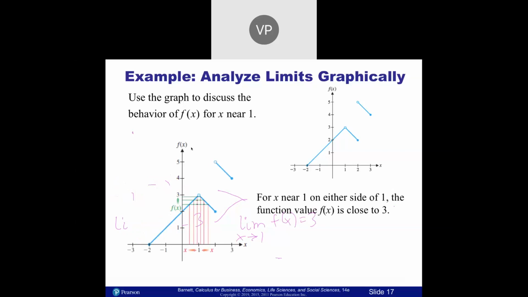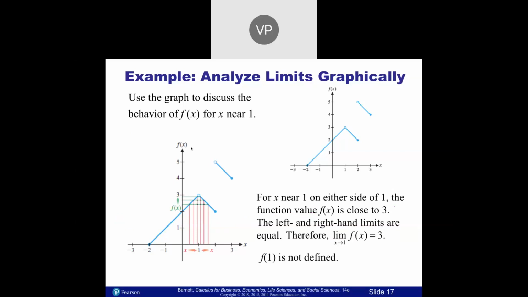So again, I know these pictures are not always clear. That's why I try to write them a different way, but you see this picture as I clear out the stuff here. They're showing you that as my x value gets closer and closer to 1 from both sides, the y values from both sides are approaching 3. That's our limit. The left hand and the right hand limits are equal. Therefore, our limit is 3.